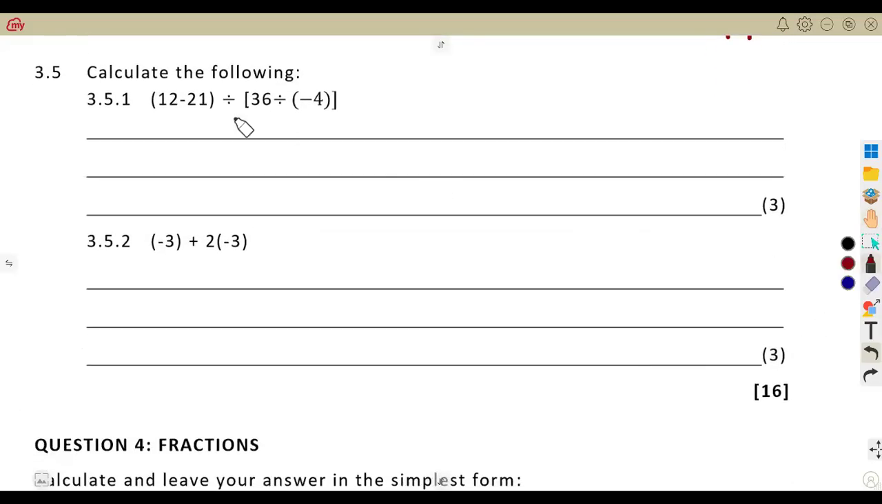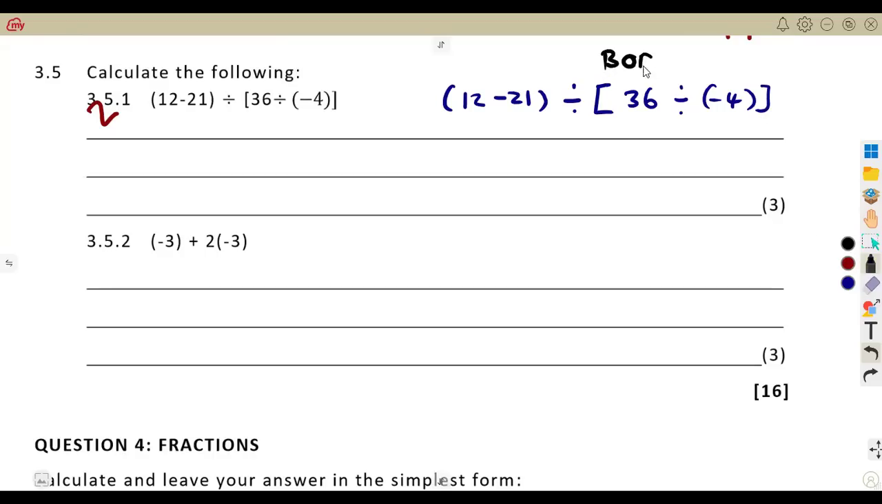So let's consider 3.5. Calculate the following. In 3.5.1 we are given 12 minus 21 divided by this. So let's see what we have here. That is 12 minus 21 divided, that is 36. There is also a division here of a minus 4. All right. So we just need to consider our BODMAS, or you can have that as BOMDAS. Some use it like this. It's just one and the same. You can just use that.